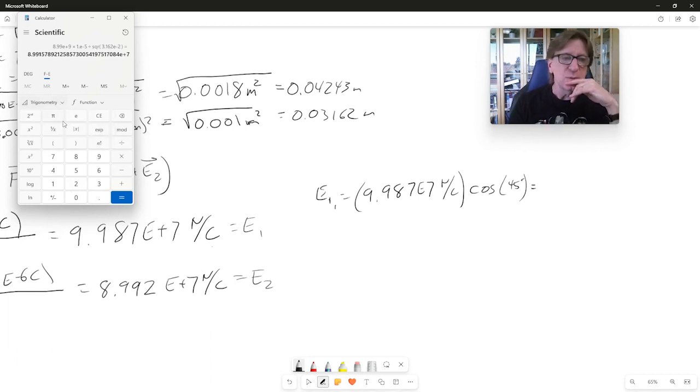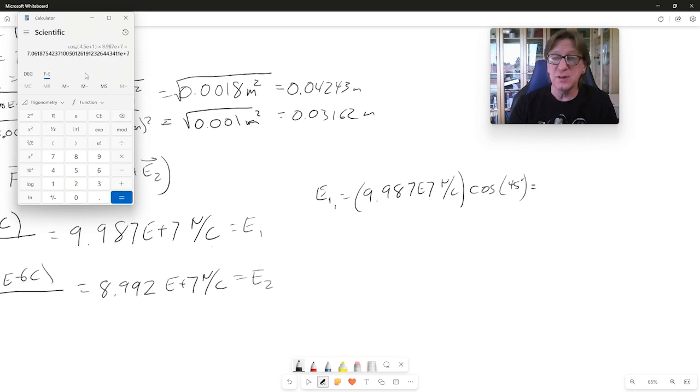All right, so let's clear, and we're going to take 9.987 times 10 to the 7 times, and then I need the cosine. Oh, I see what that's doing. Okay, nope, we don't want to do that. We have to do 45 cosine is how that works. And then we'll multiply by 9.987 times 10 to the 7. And that's our final answer.